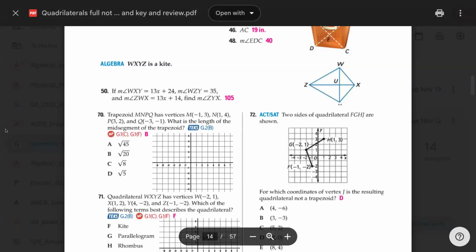Question number 70. Trapezoid, let me change the color. Trapezoid MNPQ has vertices M is minus 1 comma 3, N is 1 comma 4, P is 3 comma 2, and Q is minus 3 comma minus 1. Okay, these are the details I am getting. What is the length of the mid segment of the trapezoid?